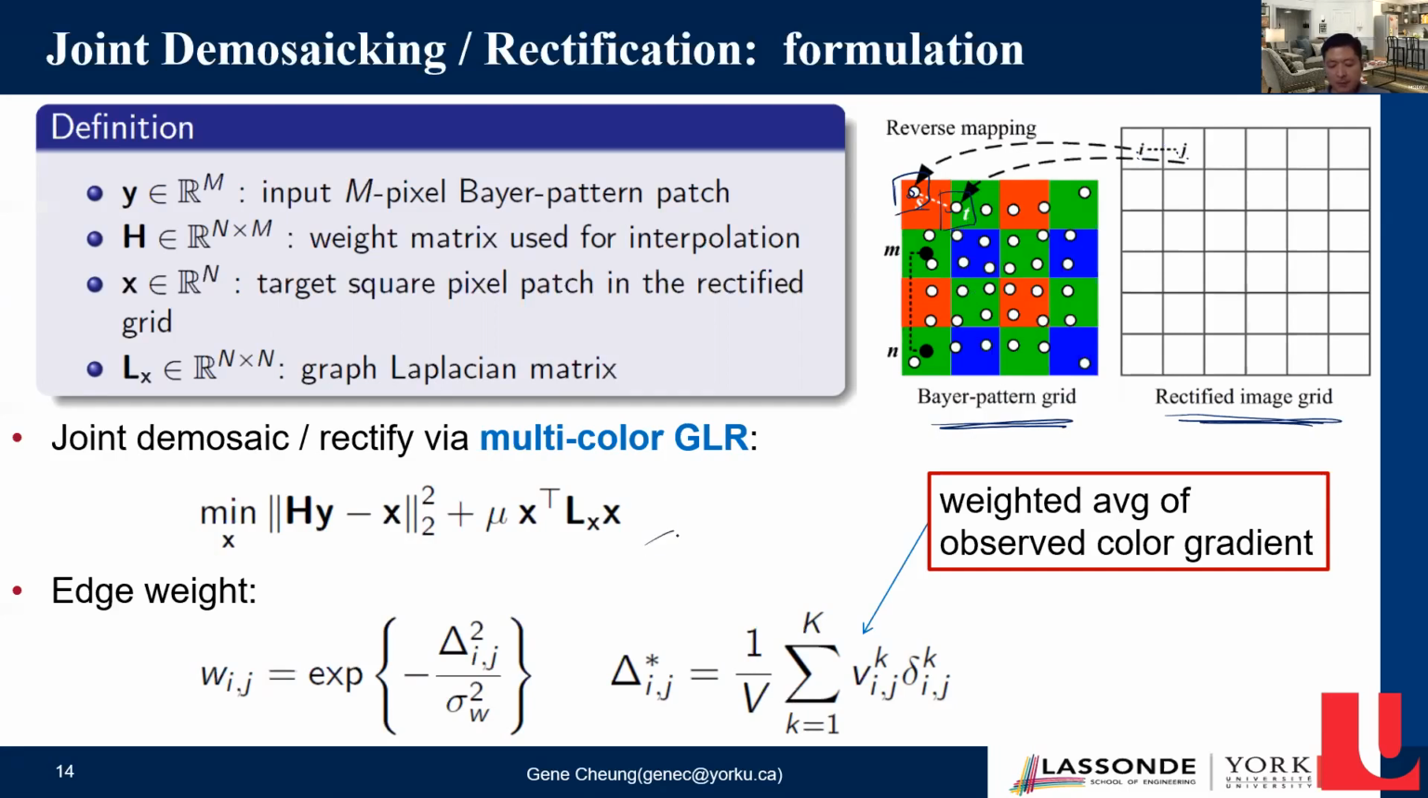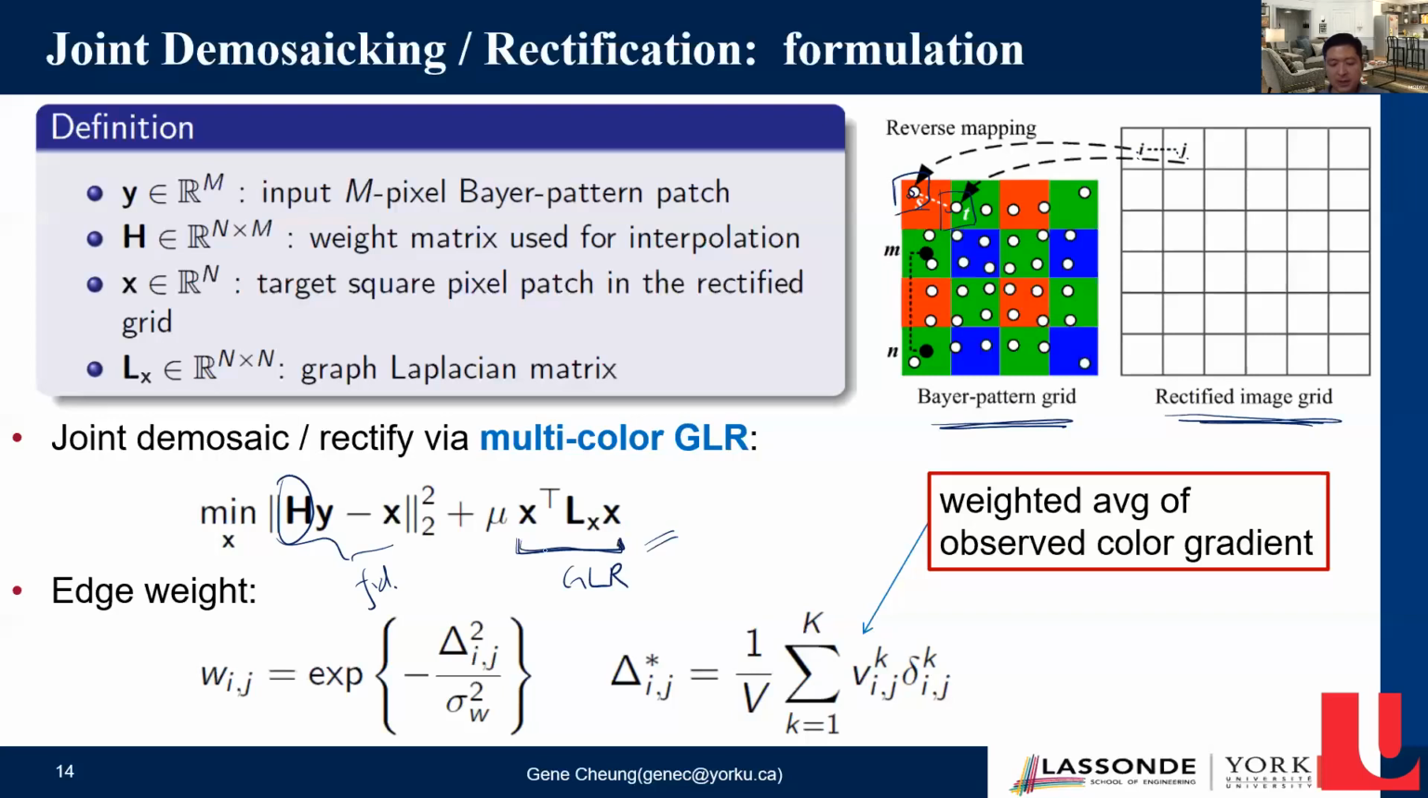So we formulate a problem very similar to what we saw earlier. This is the familiar GLR. This is the fidelity term in L2 norm. The only thing that changes is this matrix H, which helps you map pixels from one grid to the other. We assume this is fixed. So the formulation is similar to what we had before.